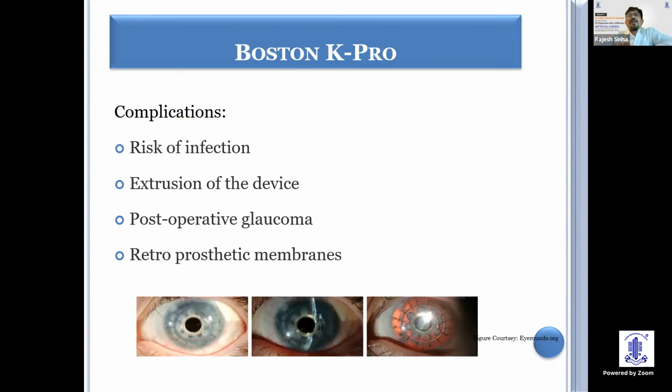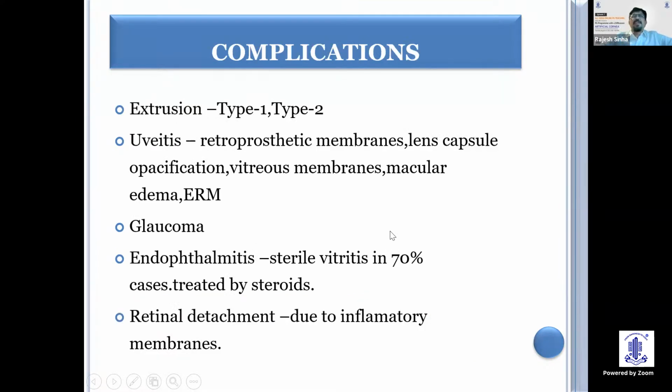So, as I said, it provides very good visual acuity. But the biggest problem that can happen is melting of the stroma surrounding it. That is something which can result in extrusion of the device and all sorts of things. Apart from that, there's risk of infection, and then, of course, retroprosthetic membrane. There can be uveitis, there can be retroprosthetic membrane, there can be vitreous membrane as well, ERM, endophthalmitis, retinal detachment, glaucoma, all sorts of complications can happen.